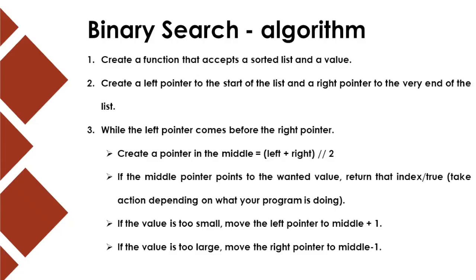Now back to our algorithm. We now want to keep looping when the left pointer comes before the right pointer. And within that particular loop, you're going to create a pointer in the mid, which is going to be the summation of left and right with a floor division of 2. And if the mid pointer points to the wanted value, we want to return that particular index or return true or take an action depending on what our program is trying to do. And if the value that is being pointed by this mid pointer is too small, we want to move the left pointer to mid plus 1. And if it is too large, we want to move the right pointer to where the mid is minus 1.